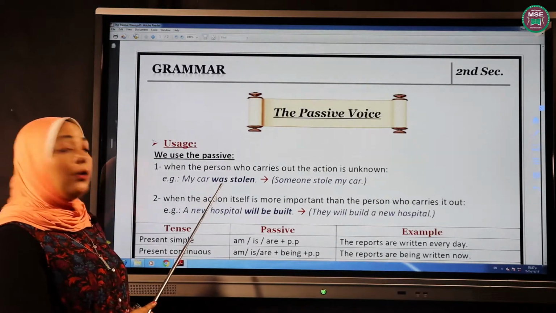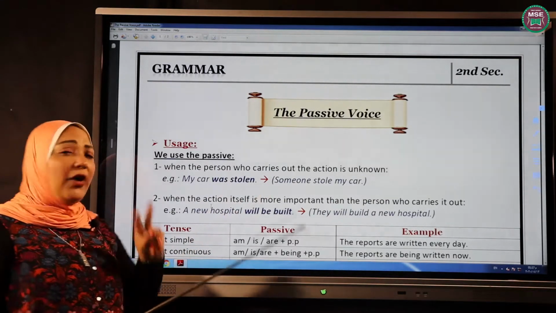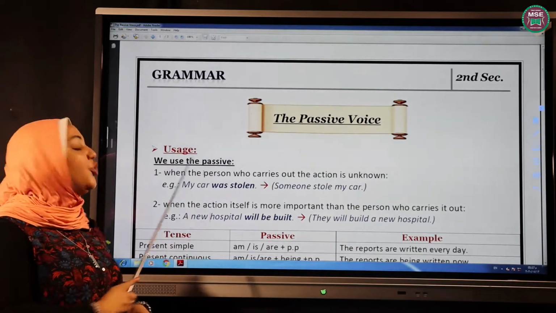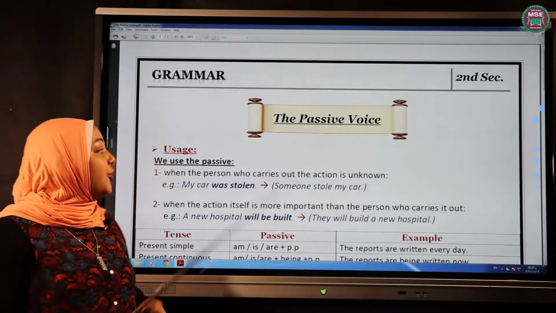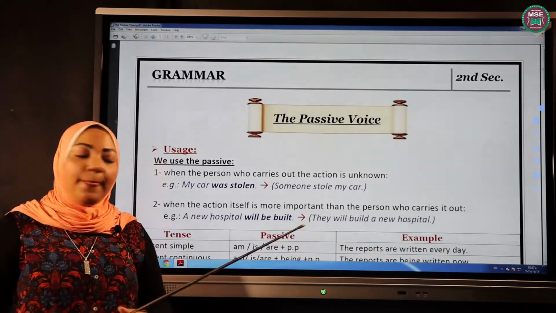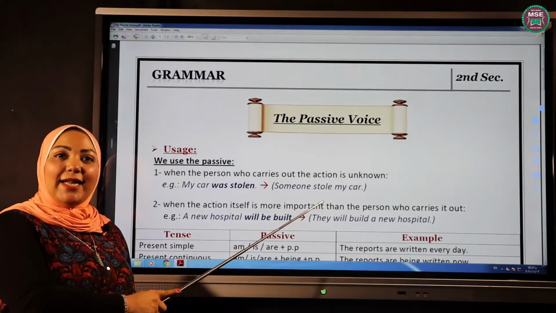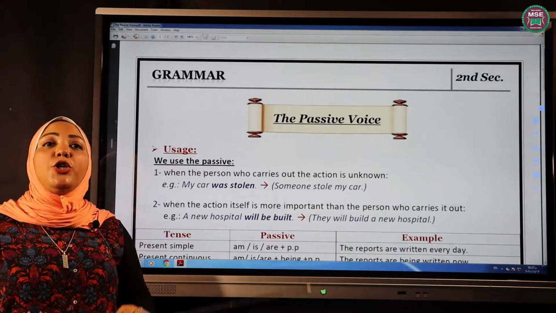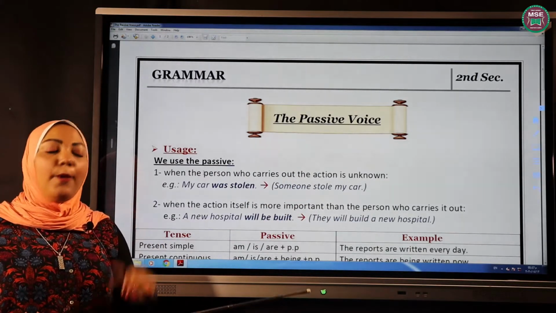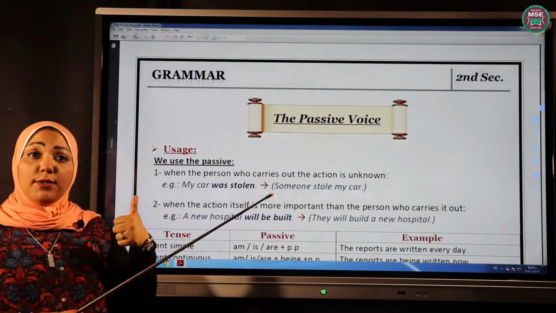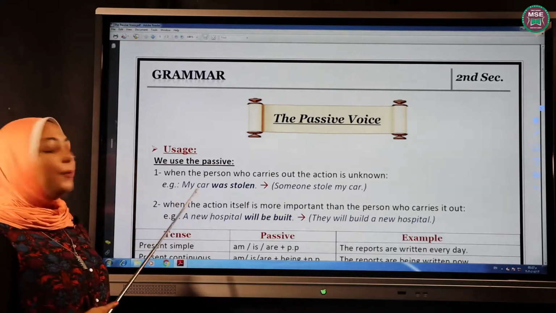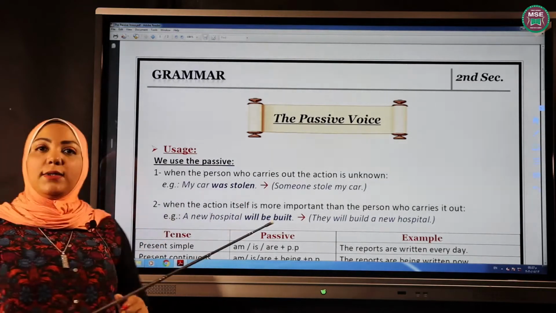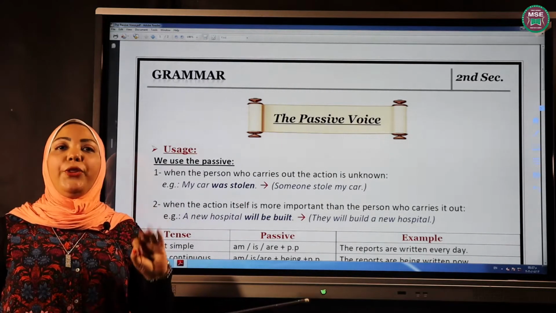Look here at the verb, was stolen. It's divided into two parts. Number one, we have verb to be, which is was. So, how can I choose verb to be? It's according to the tense of the sentence. Someone stole my car. This is past simple. So, we need verb to be in the past, which is was or were. What about my car? Okay, it's was. So my car was. Then, step number three.